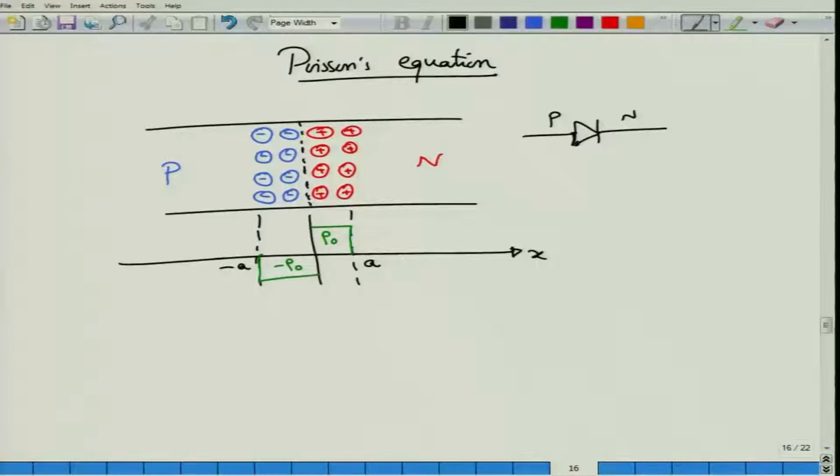Now, Poisson's equation is applicable whenever there is a certain charge density. The general expression for Poisson's equation is del square V equal to minus rho by epsilon, where rho is the charge density, measured usually in coulombs per meter cube, and epsilon is the material permittivity.